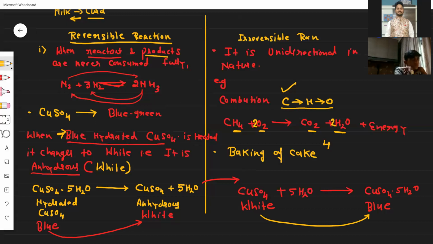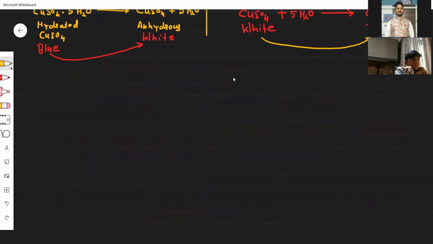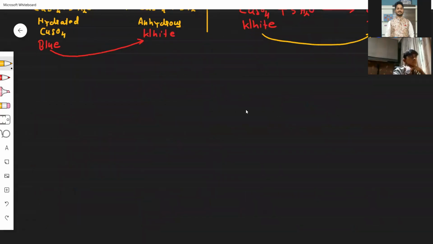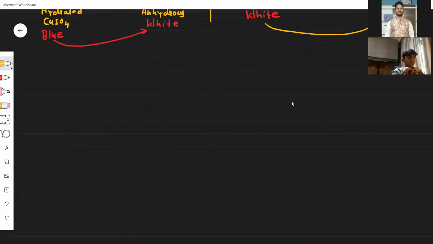Okay, let me ask you one question. If you put the table salt, the salt which we eat, into water, is it reversible or irreversible? It's reversible because you can evaporate the water to dryness and get back the salt. Good. Now I will give you one more example.